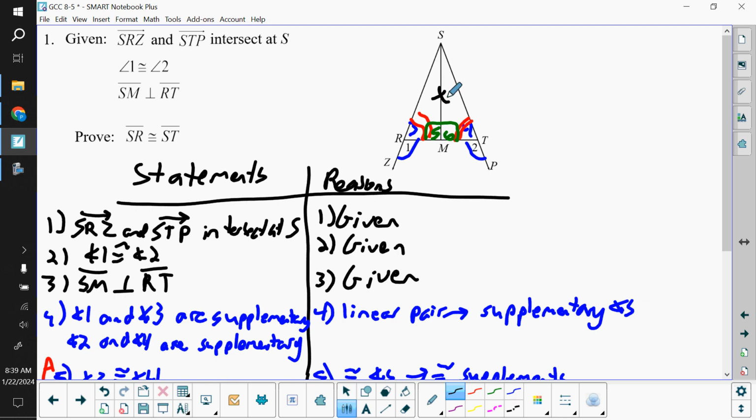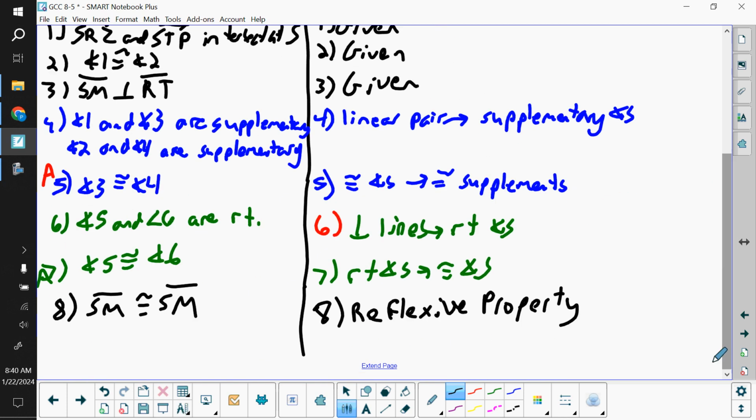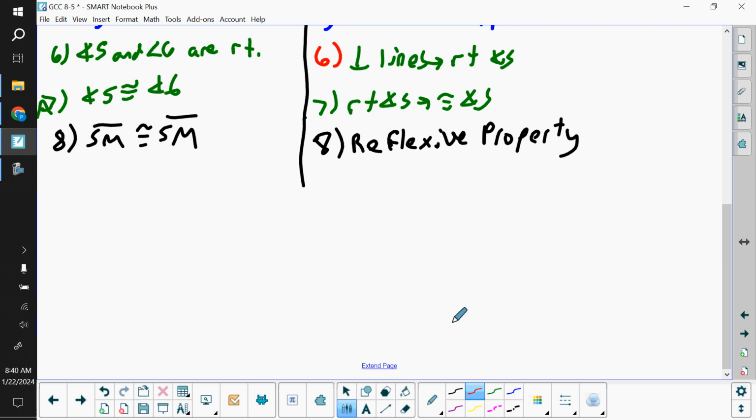We have two angles in each triangle marked up. And then that side we just marked up is not between the two angles. Because if it was between the two angles, it would be the side that connects the two angles. So for 9, we will have angle, angle, side congruent to angle, angle, side.